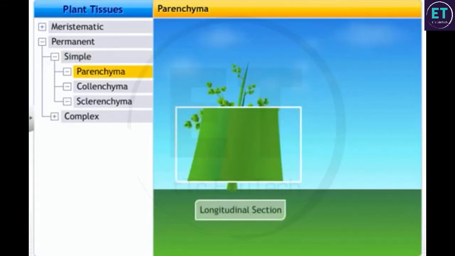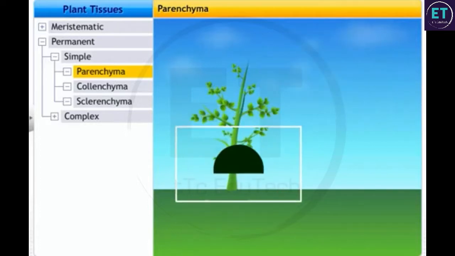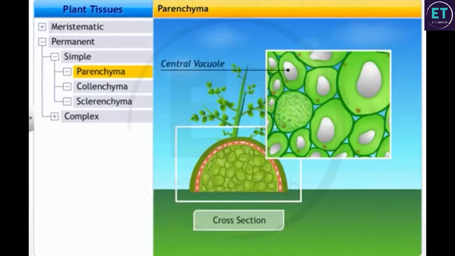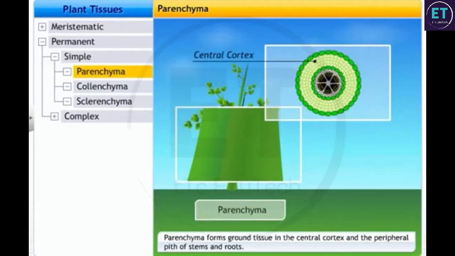This is a stem. Let's explore the tissue Parenchyma. Parenchyma are elongated living cells with a cell wall made of cellulose. These cells are polygonal in shape and have a large central vacuole. They also have intercellular spaces between them. Parenchyma forms ground tissue in the central cortex and the peripheral pith of stems and roots.